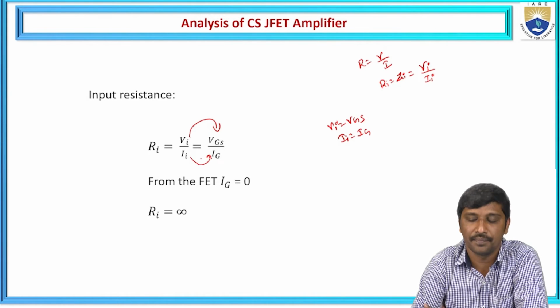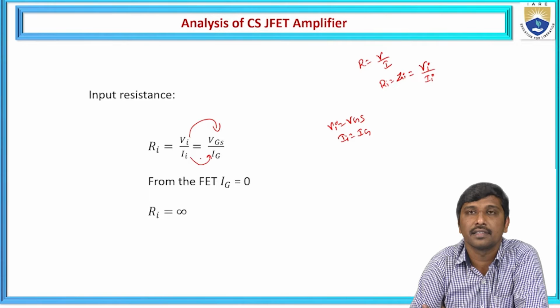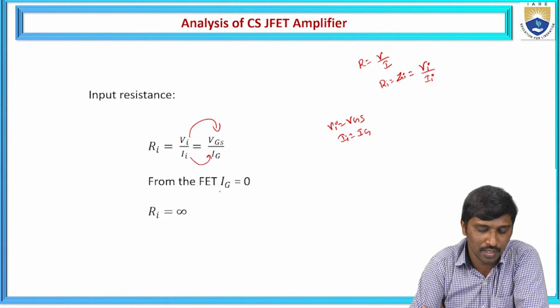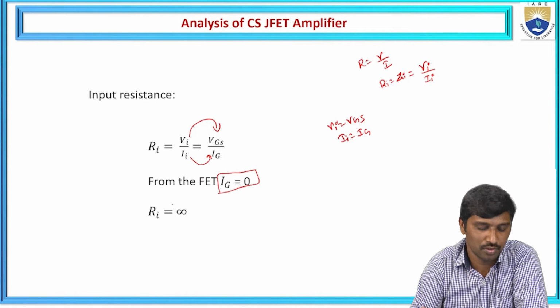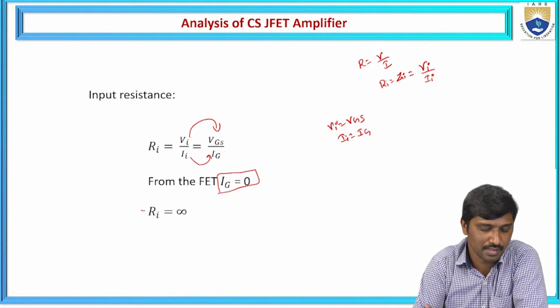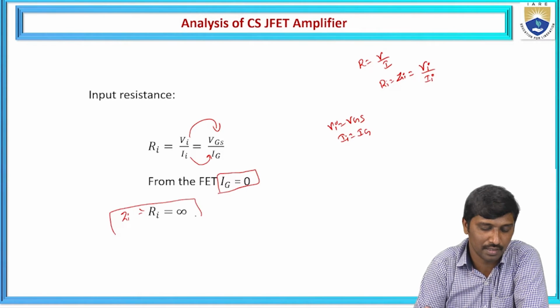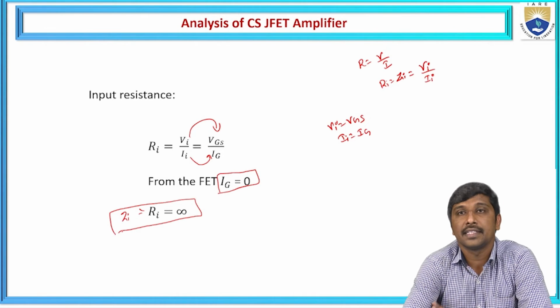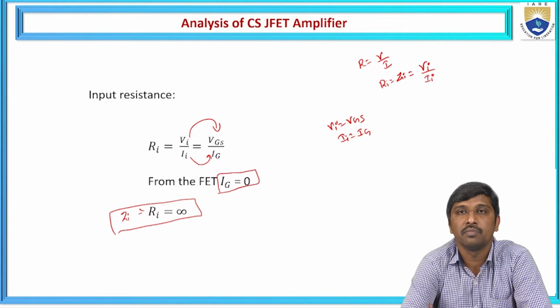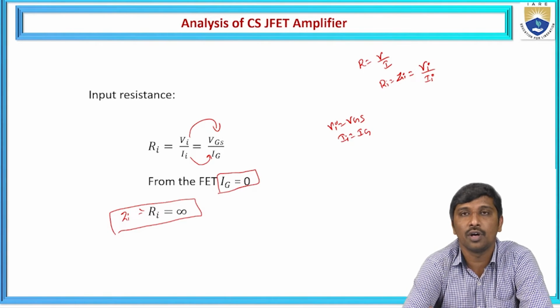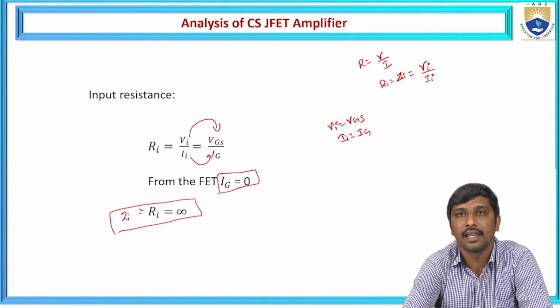And again, from the characteristics and from the construction of the JFET, we assume that the gate current is very, very small. Hence, I'm going to assume the gate current Ig is 0. If Ig is 0, the input impedance or input resistance becomes infinite. So generally, while satisfying the amplifier condition, from this analysis we need to offer a very large input impedance to drive the drain current in a JFET amplifier.